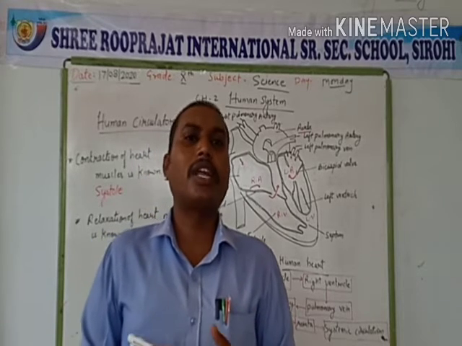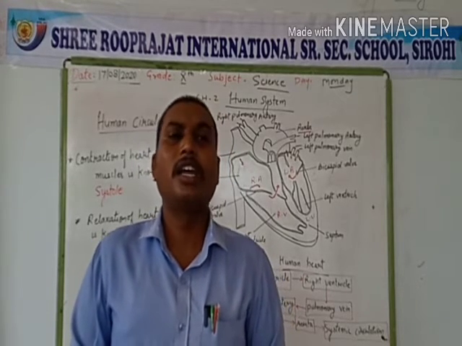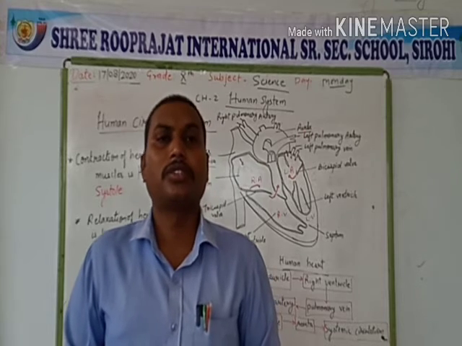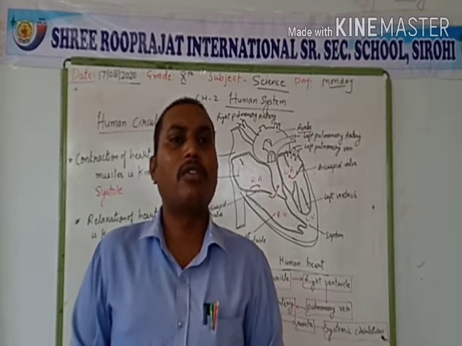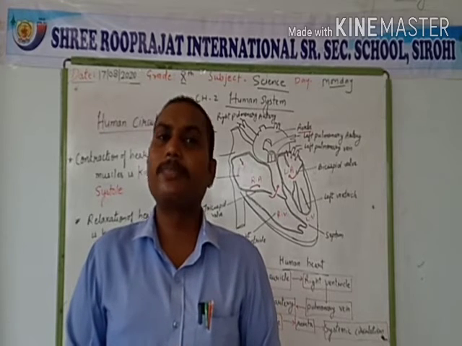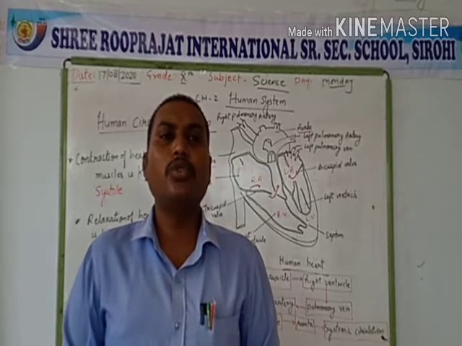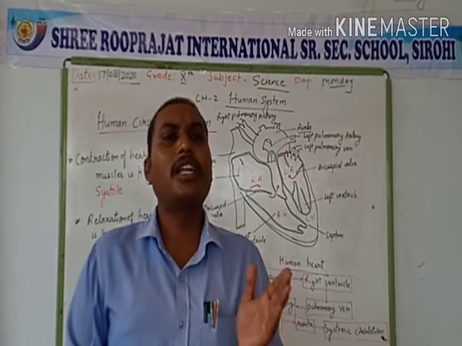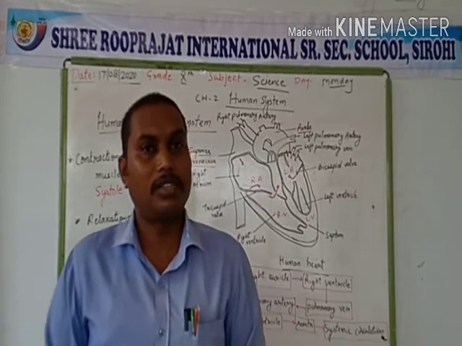The rhythmic contraction and relaxation of the human heart is known as the heartbeat, and it creates a sound known as the lub and dub sound. This lub and dub sound is produced due to the contraction and relaxation of the heart muscles.